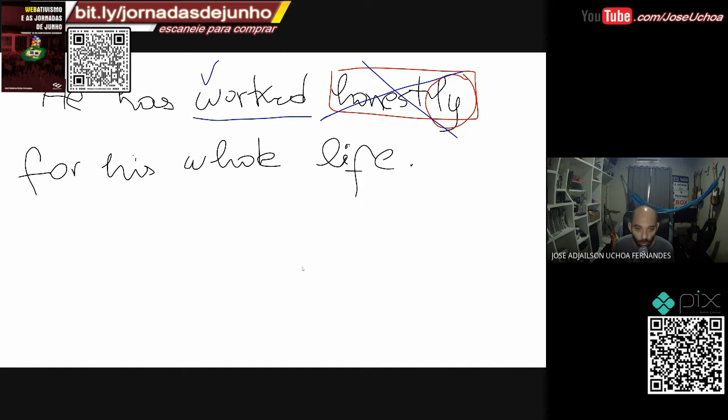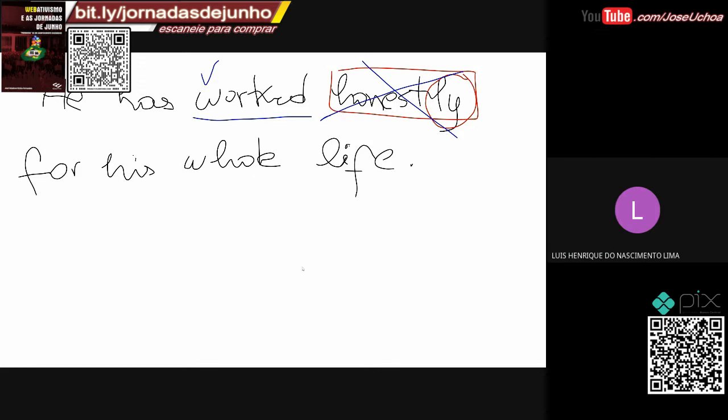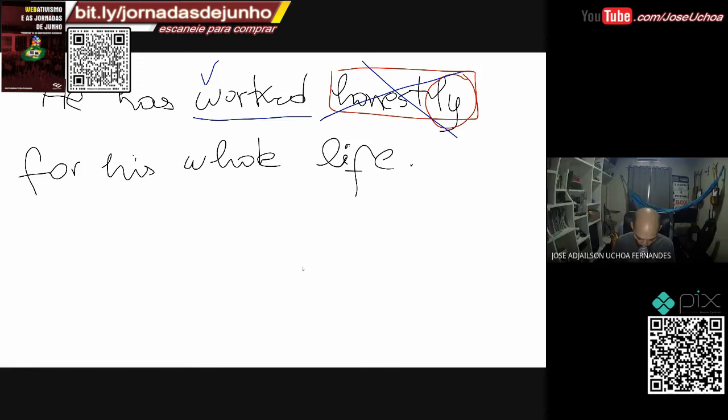Is it the same if I drop honestly? He has worked for his whole life. Or do we have some meaning loss? Yeah, we lose meaning. We need this honestly to improve the verb, to specify the verb, or in technical terms, to modify. So adverbs are verb modifiers. Of course, ly is not the only suffix. Ly is a suffix.